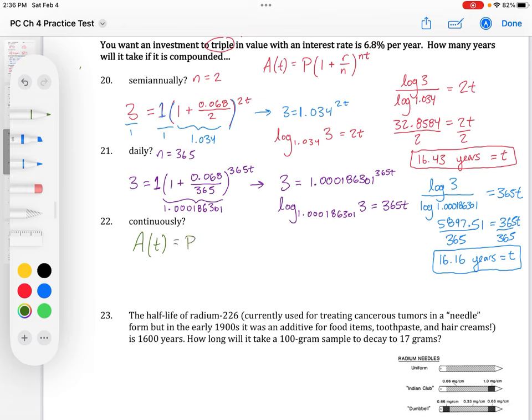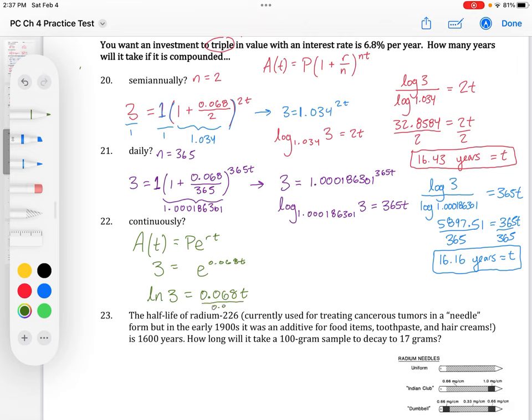So continuous compounding is P times e to the power of rt. Again, we still want the investment to triple, and we're still assuming we're investing $1 just because it makes the math easier. Then it's e to the power of 0.068t. Now this is already a log by itself. That 1 right there is not really necessary, so I'm going to erase it. It's easier to see that this is the ln of 3 equals 0.068t.